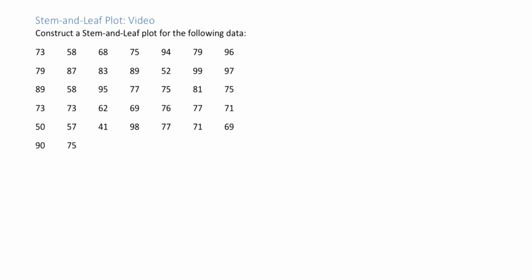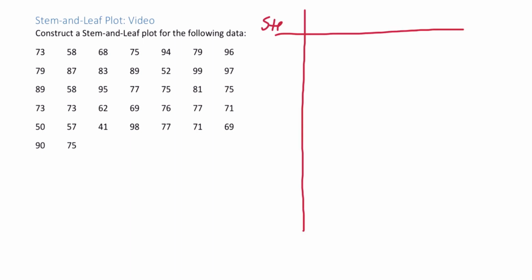In this video, we want to construct a stem and leaf plot for the following data. This will help display the data in a way that will be a little bit easier to read. We'll have stems on the left and our leaves on the right side.